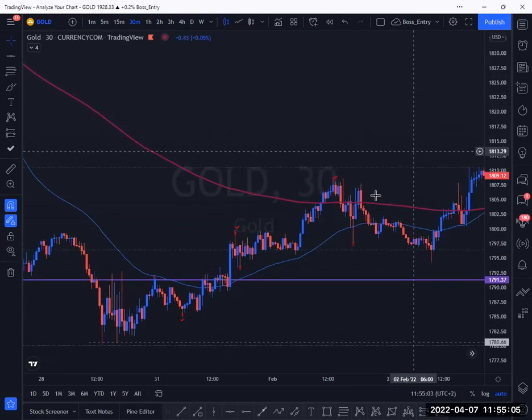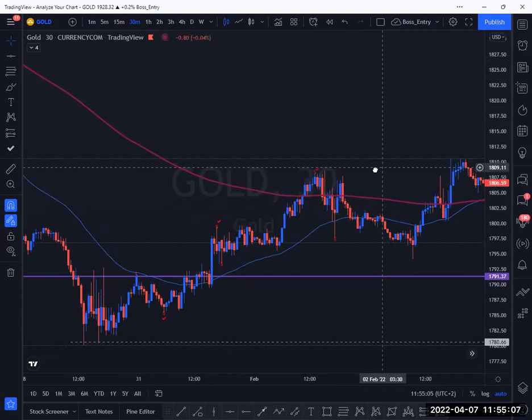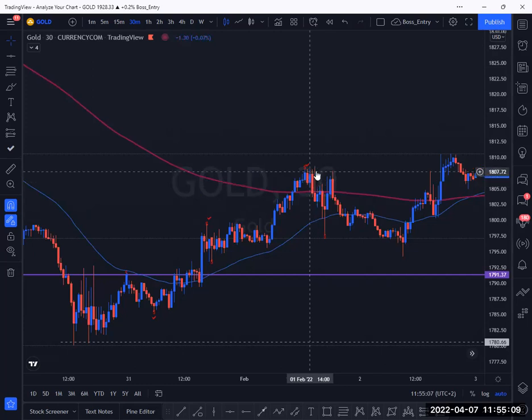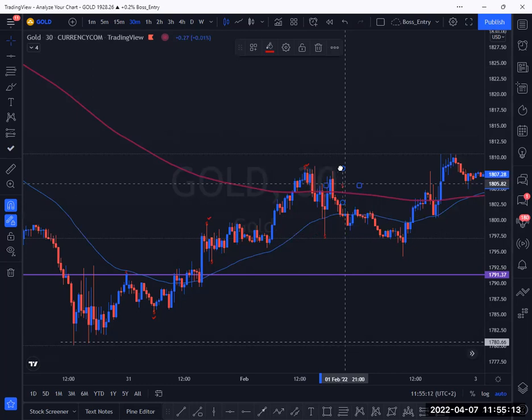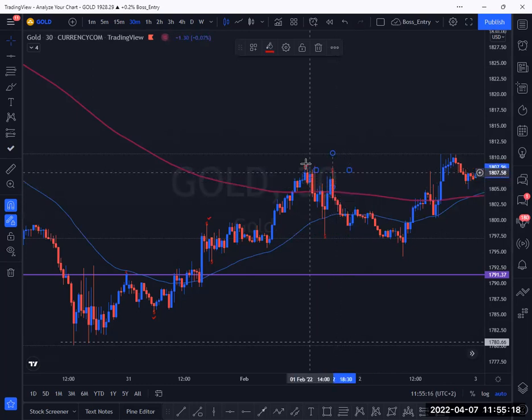Moving forward, they created a low here. They went up and created another higher low. If you check very well, they started to create a lower high here. This high is lower than this one. So now the induce part has started. Now they started to induce.